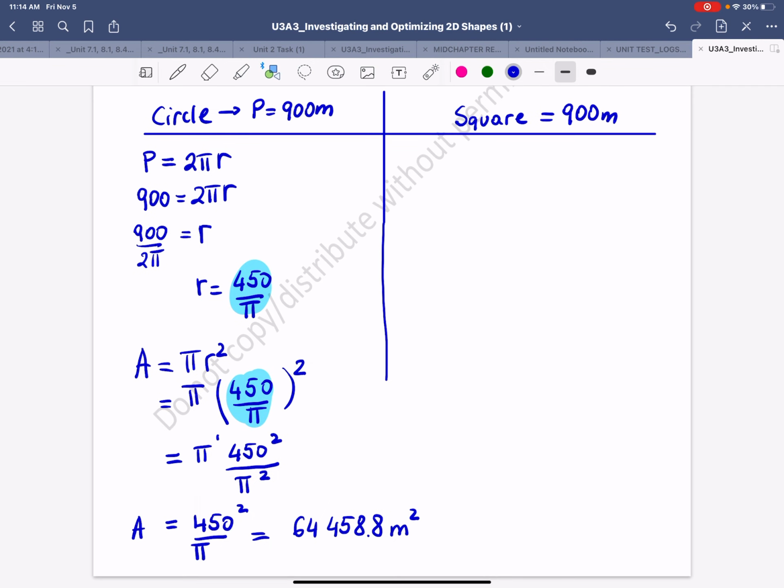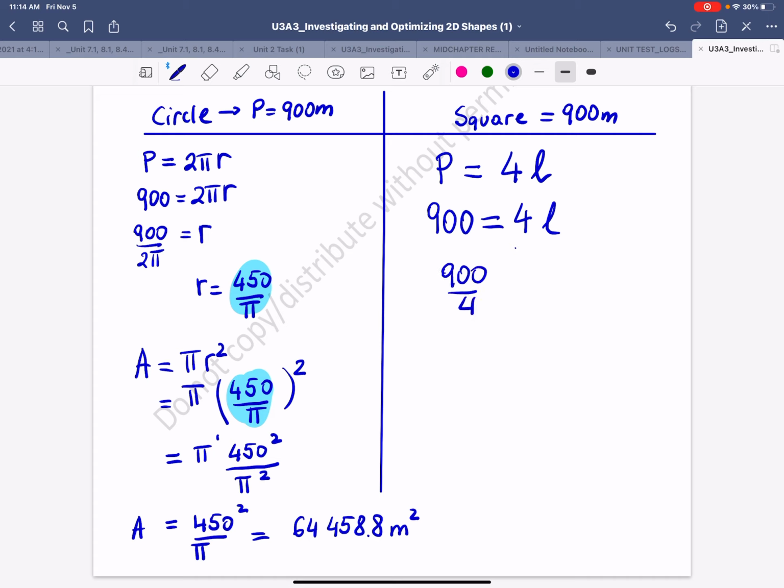Now, similar to how we found the area of the circle, we're going to find the area of the square. But obviously, the perimeter for the square would be 4 times the length. It's a different shape, right? And that's how we find the dimensions of the square with a given perimeter. So 900 equals 4L. Divide both sides by 4. Divide 900 by 4 and 4L by 4. And we get 225 for the length.